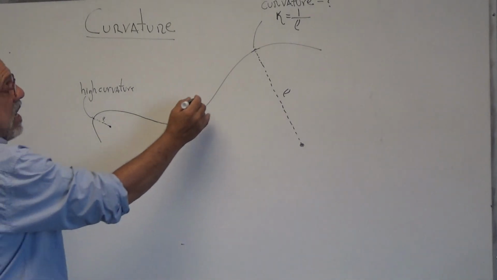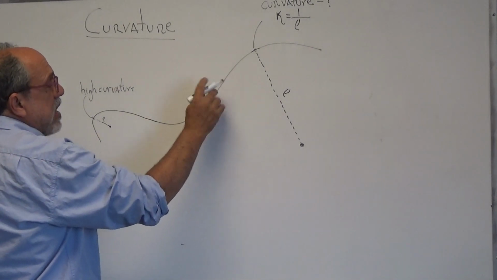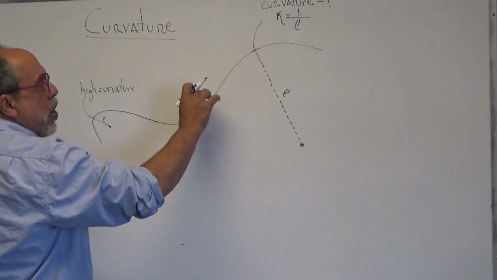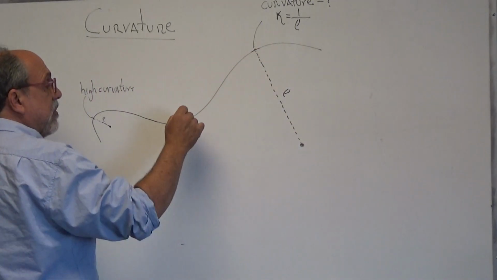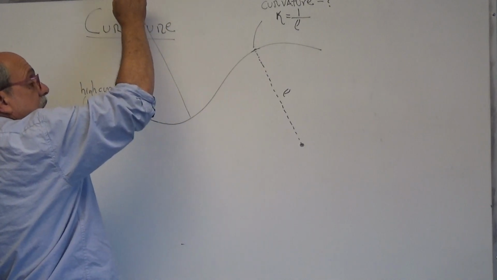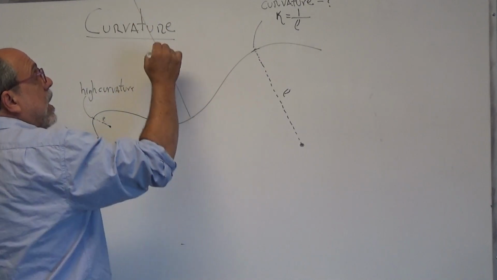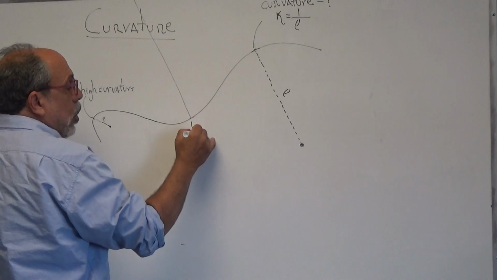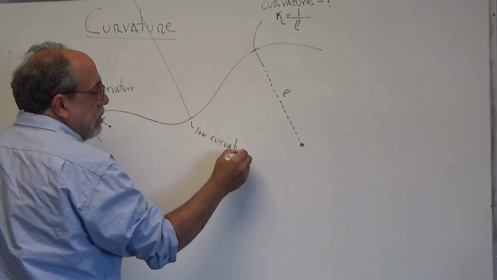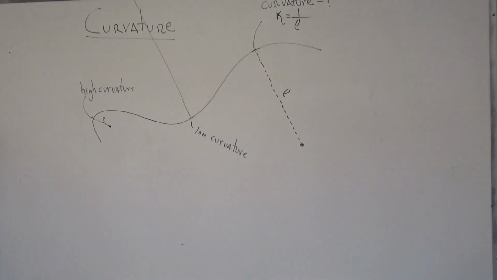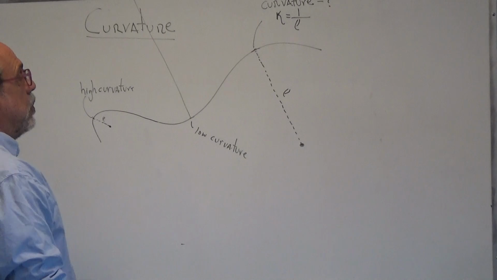As opposed to here, which I cannot even tell which way it's curved. Or, over here, where the radius of curvature might be very, very large. Okay? So this is a point of low curvature. Now, another way to see it, well, that's from a geometric point of view.